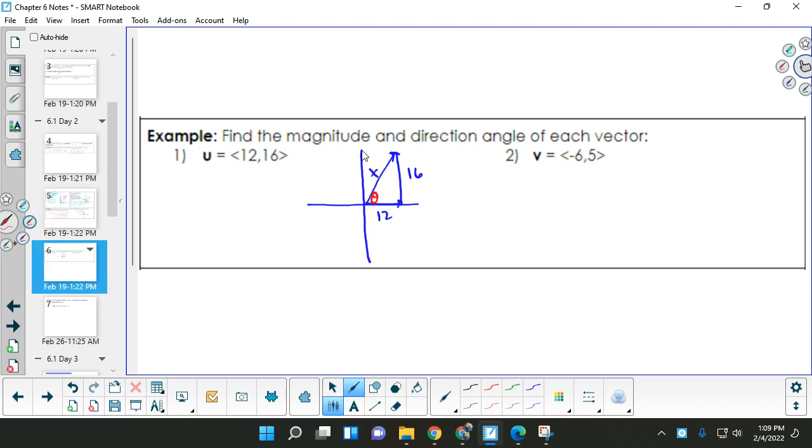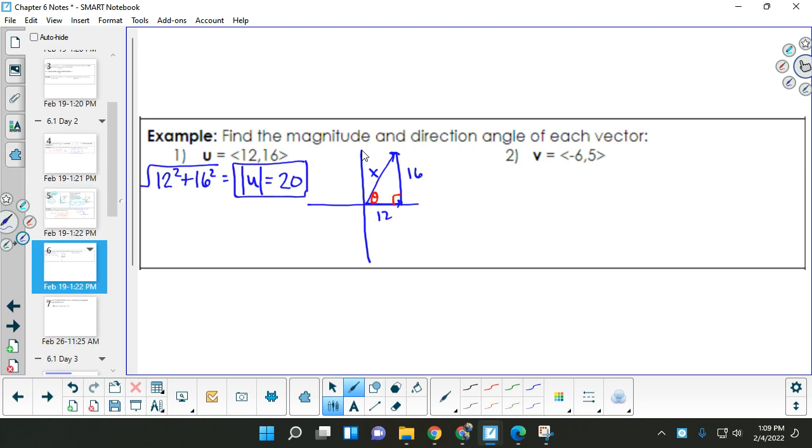Now if you notice, you have a right triangle here, and so you're going back to your right triangle trig, and you're going back to using Pythagorean theorem because you have a right angle here. So let's start off by finding your magnitude. Your magnitude is just going to be 12 squared plus 16 squared, and then the square root of that. So your magnitude is going to be 20 once you simplify that.